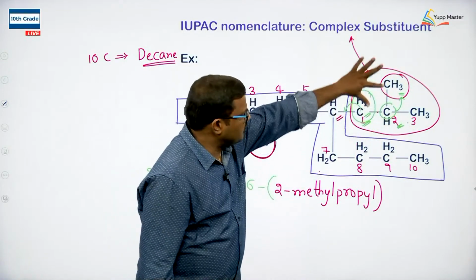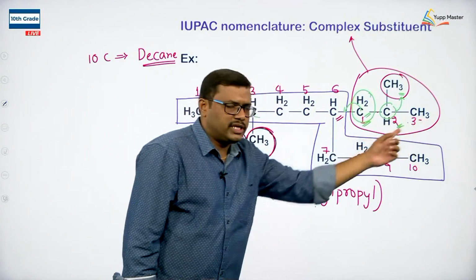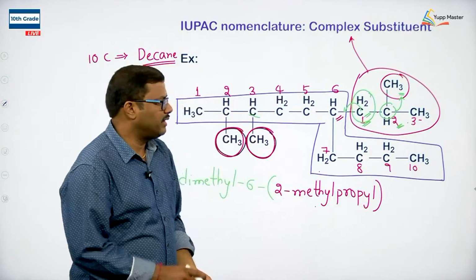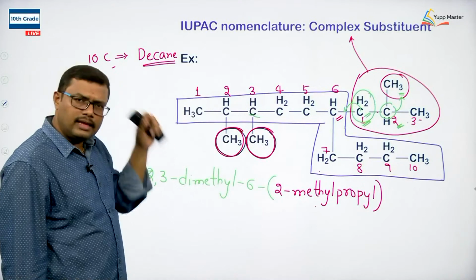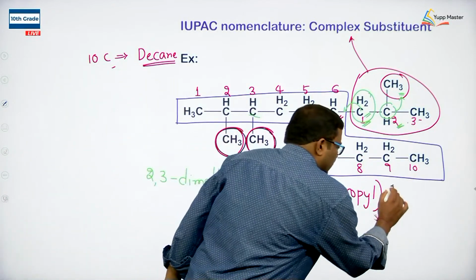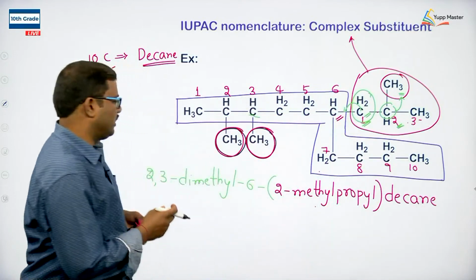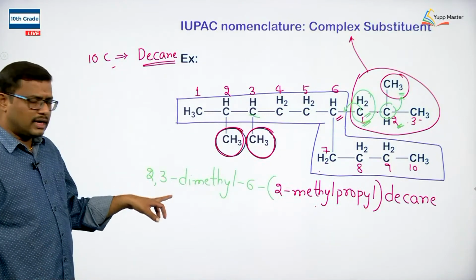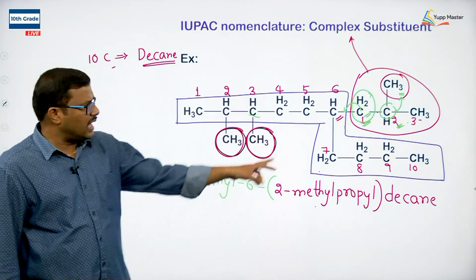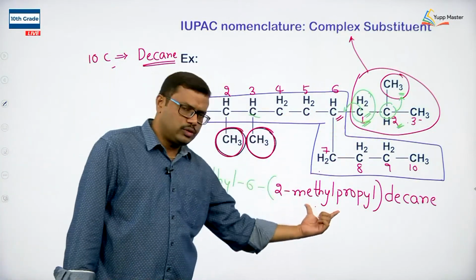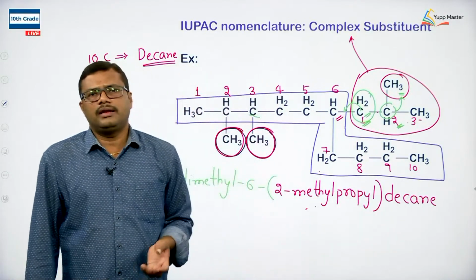So at second position we have CH3, so I am writing 2 methyl, 3 carbon chain is present, so it is propyl, and then what is the number of carbon atoms present in the parent carbon chain? 10 carbon atoms, so it should be decane. So at second carbon and third carbon we have methyl, so I am writing it as dimethyl. At sixth position I have a complex substituent, so I am writing the complex substituent name within the bracket, and then finally writing the parent name.